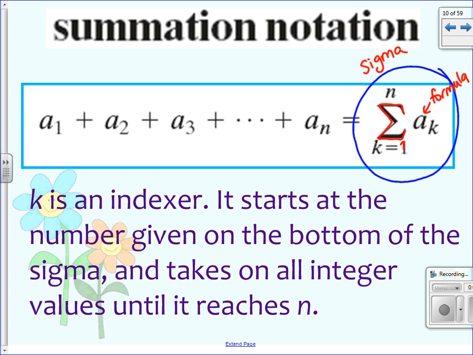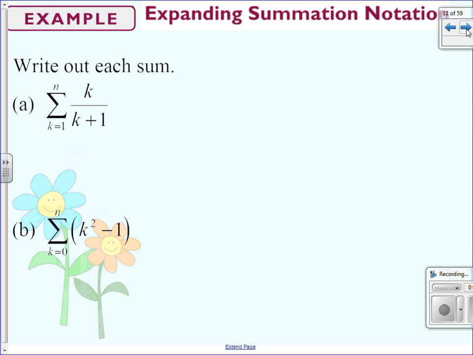and you start by plugging in 1 for k in the formula, and you go to plugging in n for the formula. k is an indexer, so it goes from k equals 1 to k equals n. And for each of those k values, it will generate different terms that you will then add up. So if we were writing out each sum, we'd first start with k equals 1, plugging it into this formula. So we'd have 1 over 1 plus 1.